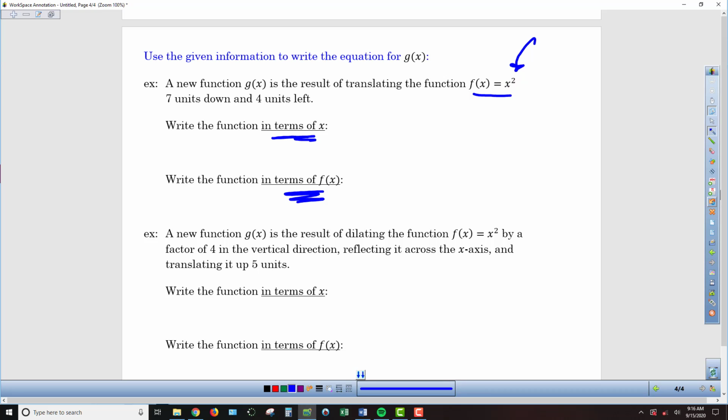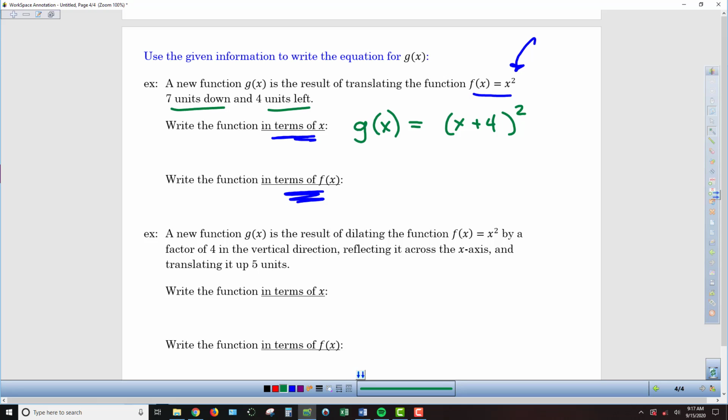So I'll undo that x there. In this case, we have two translations. Our graph is being translated down 7 and to the left 4. So if we want to write that in terms of x, what's more familiar for us, we can say that g of x is going to be equal to, now there's no dilation or reflection, so it's just going to be x squared, but I have a horizontal translation, so in the parentheses with the x being squared is that 4 units to the left, so we know that it's the opposite of the positive negative sign that we would expect, so that's why I have plus 4 there instead of minus 4.